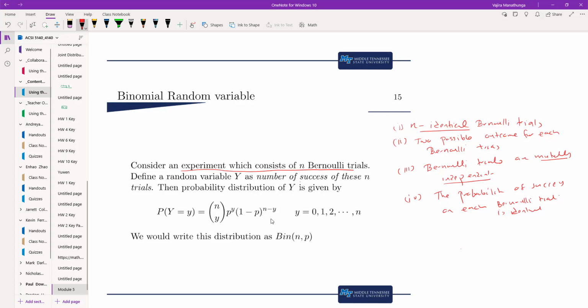So if you have an experiment like that, we can measure the outcome using this random variable, y, which is defined as the number of successes in these n trials. Then the distribution of that random variable is called the binomial probability distribution. The probability mass function is given here. So basically, y is the sum of n Bernoulli trials which satisfy these conditions. Each xi is Bernoulli with success probability p.